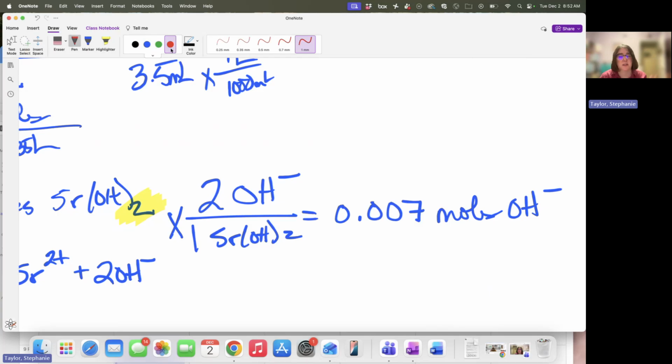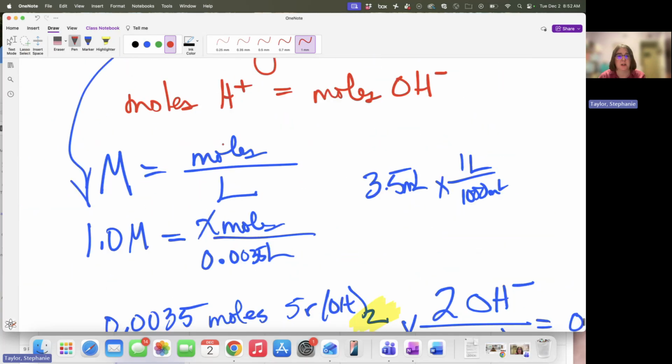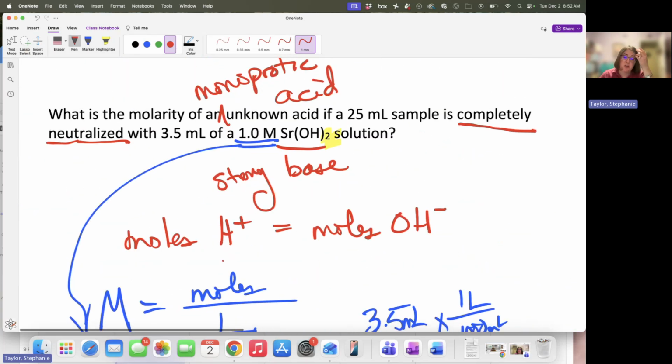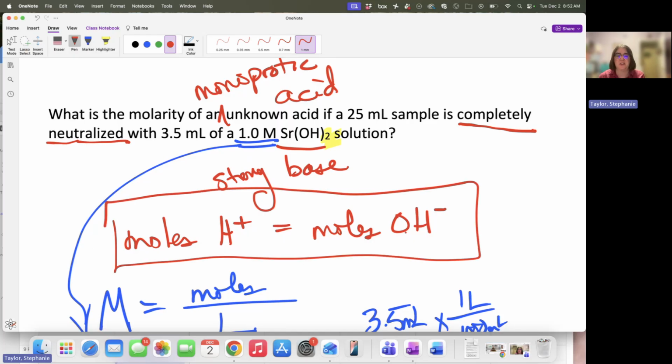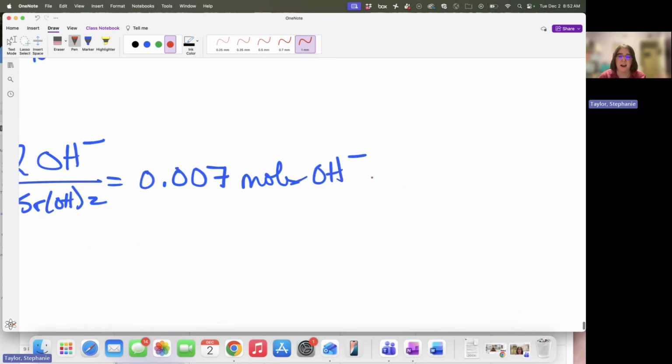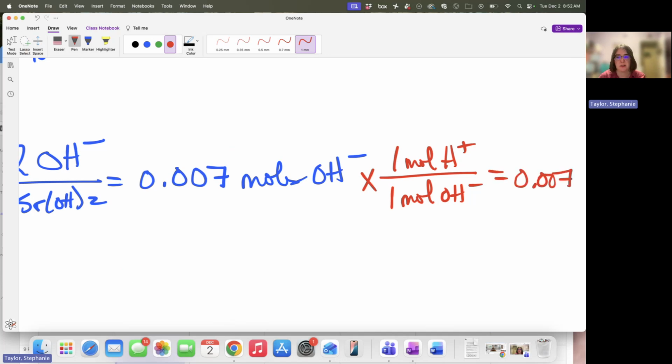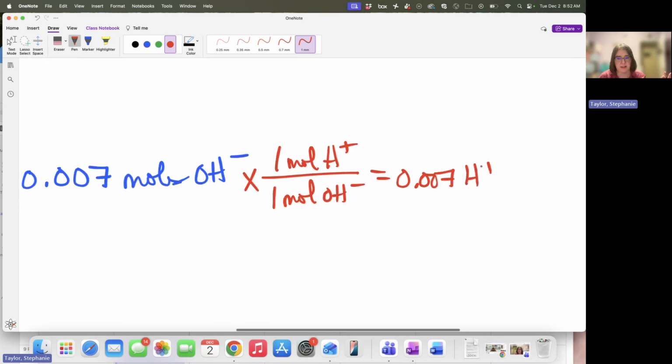Now, because this is a titration, I started off by saying, hey, this is a titration. It's completely neutralized. That means the moles of H plus are equal to the moles of hydroxide. So now I'm going to use this in my titration and say, for every 1 mole of hydroxide, I actually have 1 mole of H plus. So this is also moles of H plus.